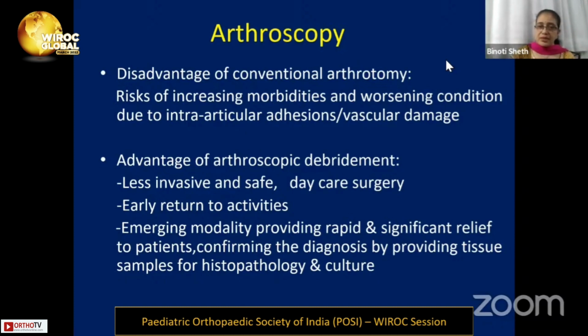So nowadays at some centers, arthroscopic debridement is done, which is less invasive and safe. It's a daycare surgery with early return to activity. And this is an emerging modality which provides rapid and significant relief to patients. And it can also help to confirm the diagnosis by providing tissue sample for histopathology and culture.